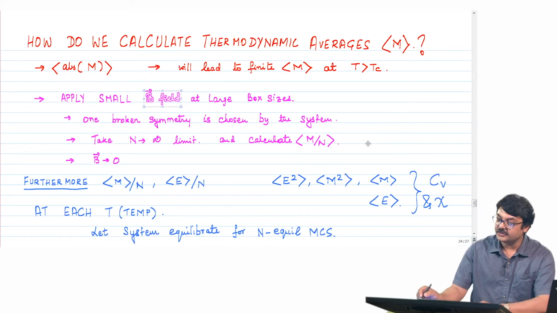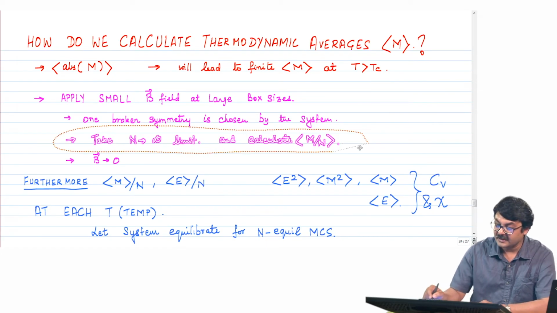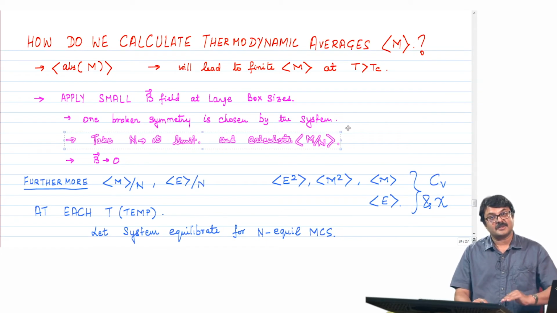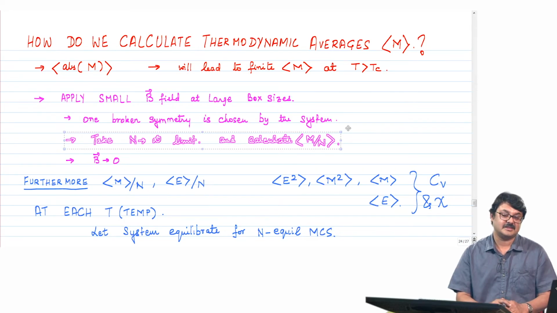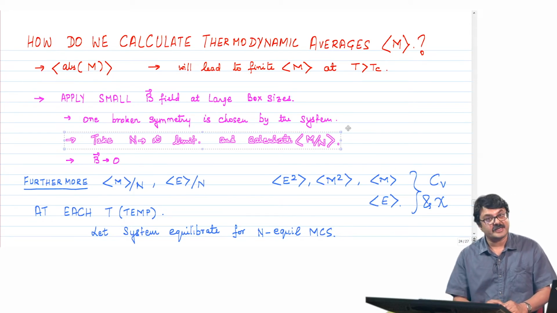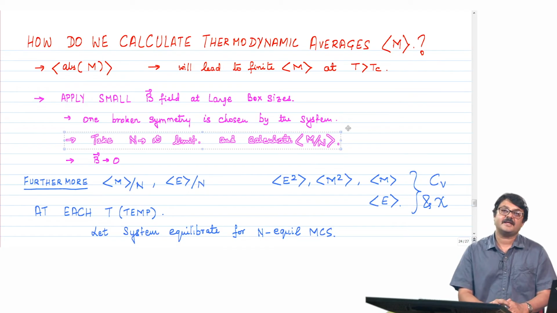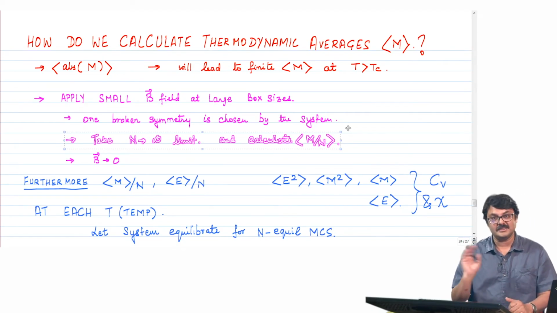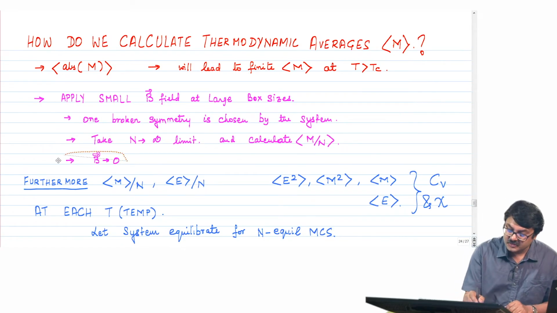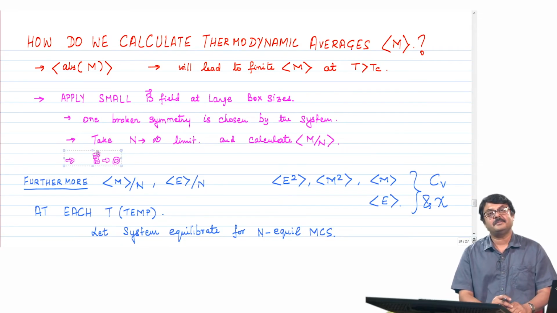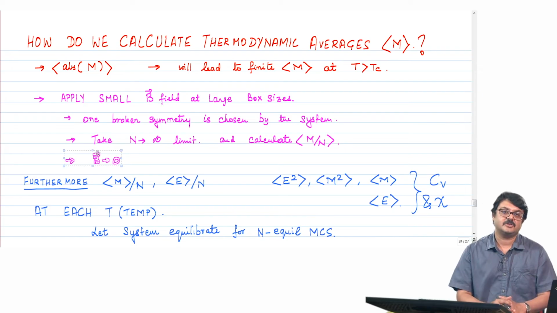So, after that what you could take is the thermodynamic limit, so that the system cannot go from positive to negative and negative to positive. So, one of the thermodynamic states is preferred. You take the thermodynamic limit, you will get a finite value of magnetization at T lower than T c and 0 at T greater than T c, and then you take the limit B tends to 0 to calculate the thermodynamic state.